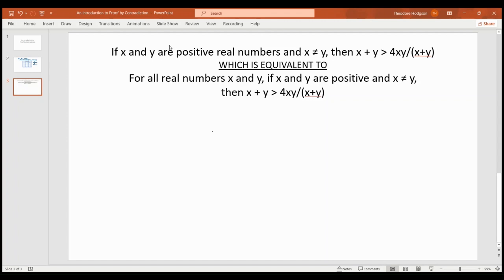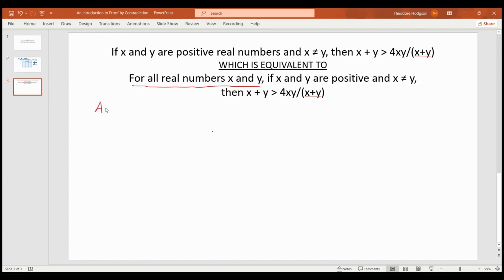It's important to make the quantifiers explicit. This is equivalent to saying that for all real numbers x and y, if x and y are positive and x does not equal y, then x plus y is greater than 4xy over x plus y. Why is that important? Because you have to assume the negation is true.